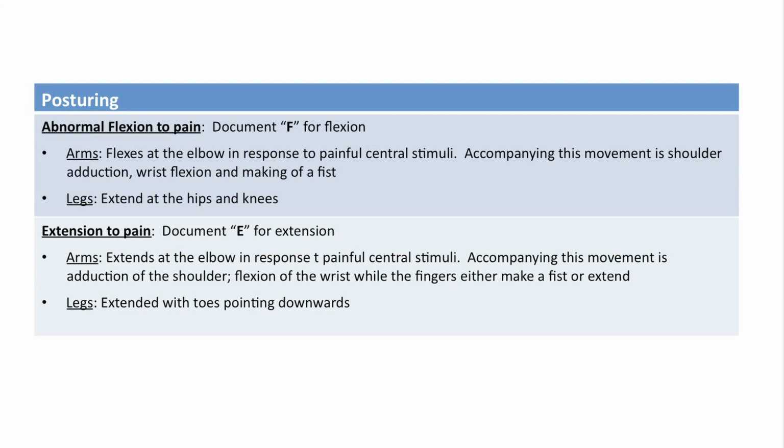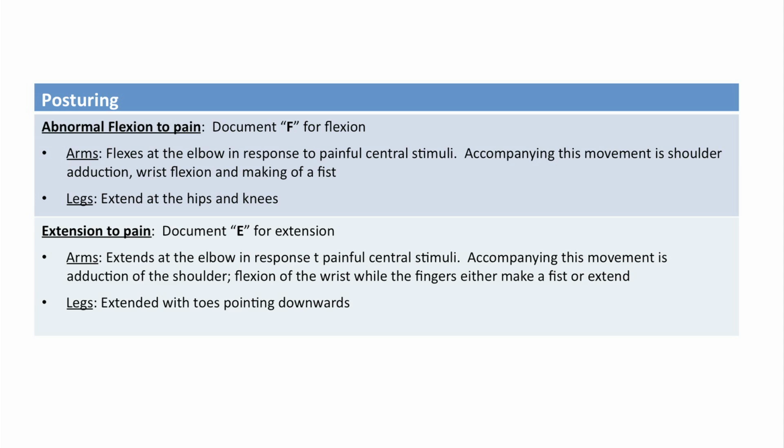For posturing, abnormal flexion to pain, document F for flexion. The arms flex at the elbow in response to painful central stimuli. Accompanying this movement is shoulder adduction, wrist flexion, and the making of a fist. Legs extend at the hips and knees.